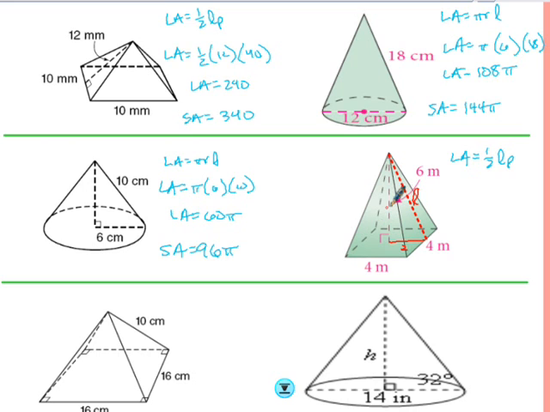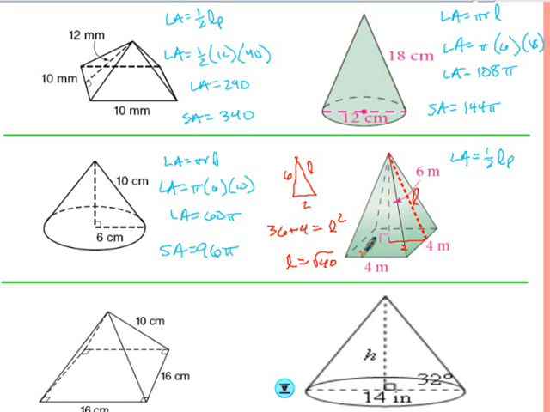And so I can now use Pythagorean theorem. This is 6. I have this triangle right here. I'm looking for the slant length. I know that is 6 and that is 2. So I use Pythagorean theorem, and I get 36 plus 4 equals L squared. So L equals the square root of 40. Okay?